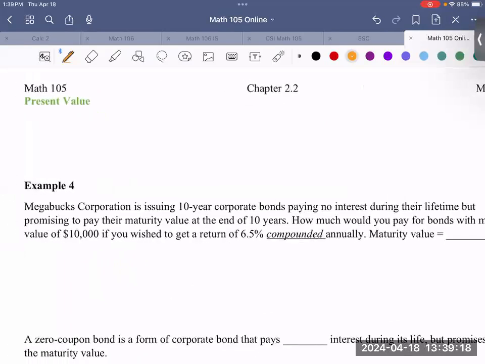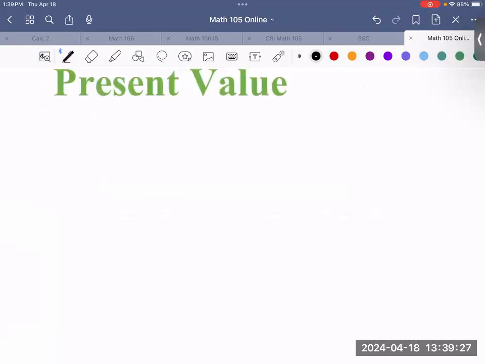So now your present value. Your present value, just like we had with your future value, I'll show how to get there.